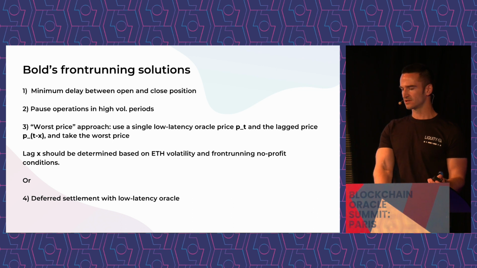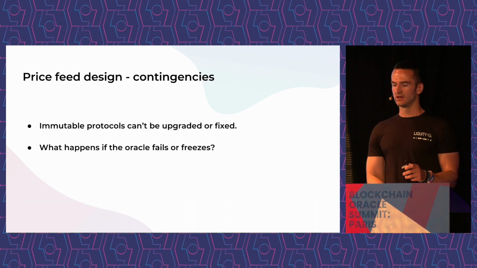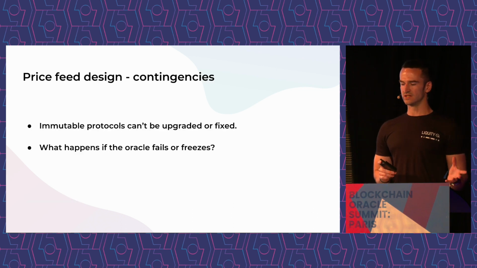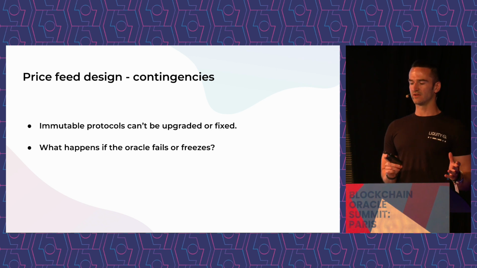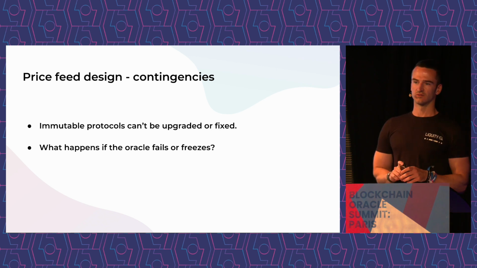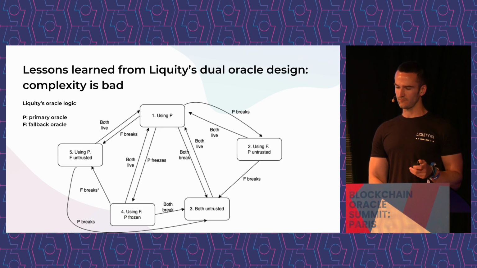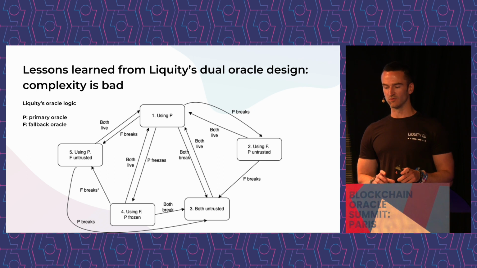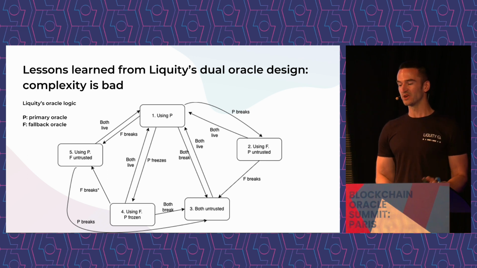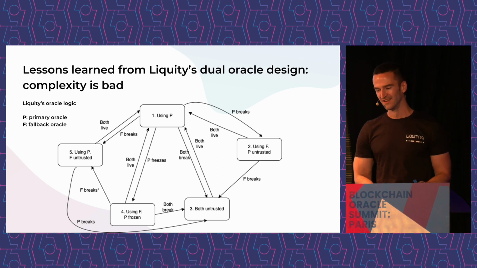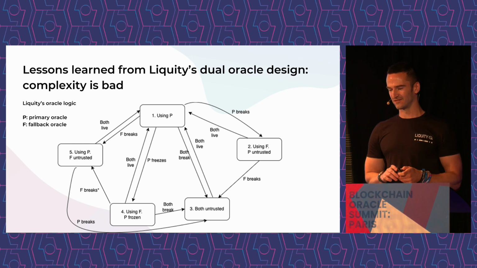So yeah, that's our front-running solutions. And then we looked at potential contingencies. So what happens if the oracle fails or freezes? As I said, we can't step in and do anything with governance or an upgrade, so we need the system to handle things automatically. And this is a lesson learned from our Liquidity v1. Complexity is bad. We already knew it, but we relearned it with V1.